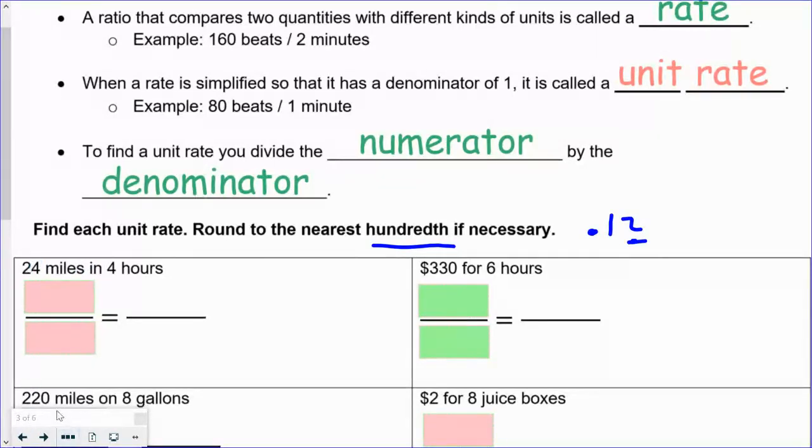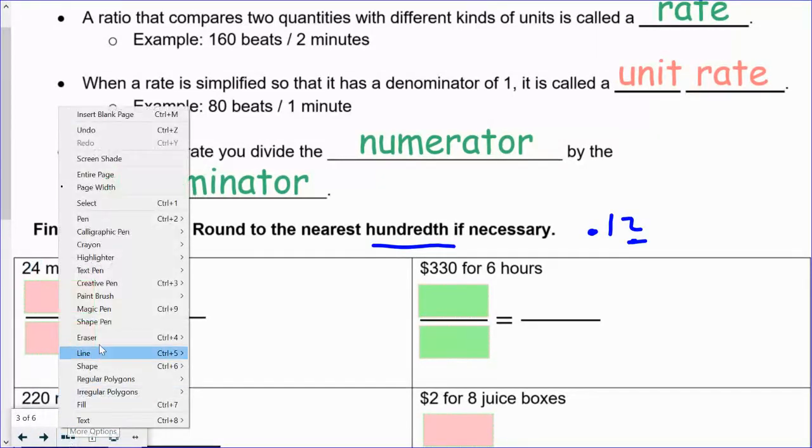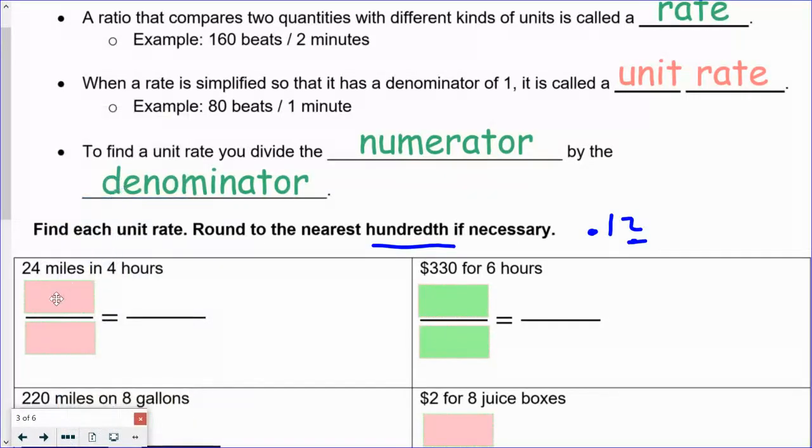Okay. All right. So we have 24 miles in 4 hours. So that is miles per hour. Taking it by the order it was given. You either look at how it is written, or if it's put as a question, you have to put it in a certain order too.